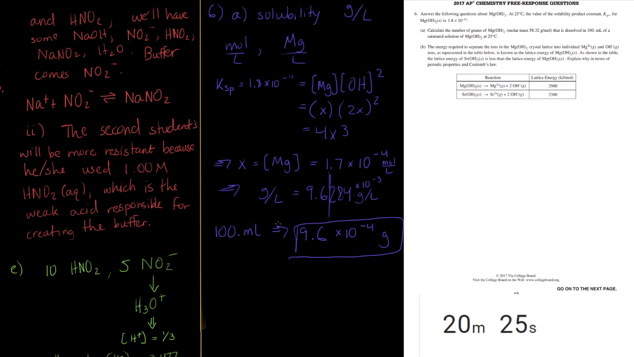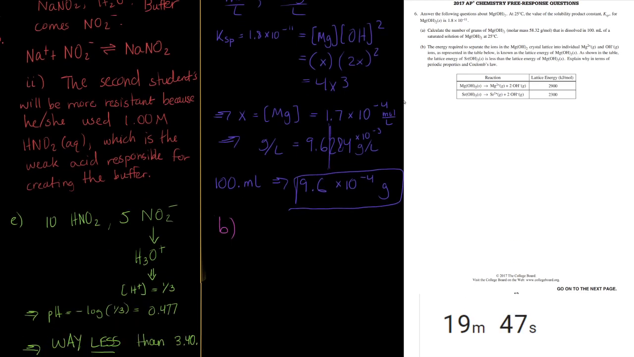All right, let's switch. This purple color sure is a bit dark, so let's get magenta. The energy required to separate the ions of magnesium hydroxide crystal lattice into individual magnesium 2+ and OH- ions, as represented by the table below, is known as the lattice energy. Indeed, that is. As shown in the table, the lattice energy of strontium hydroxide is less than the lattice energy of magnesium hydroxide solid. Explain why in terms of periodic properties and Coulomb's law.